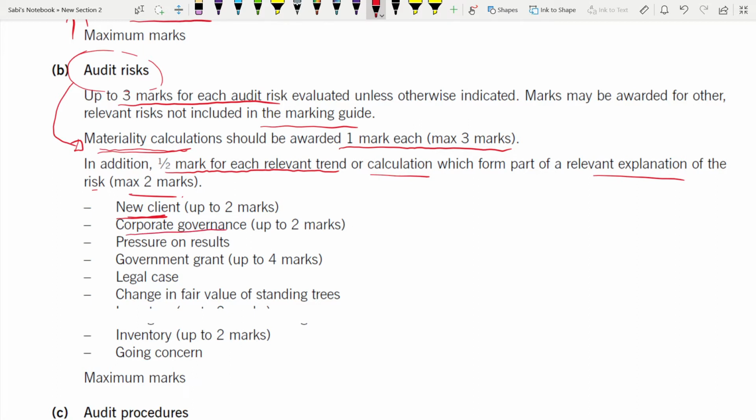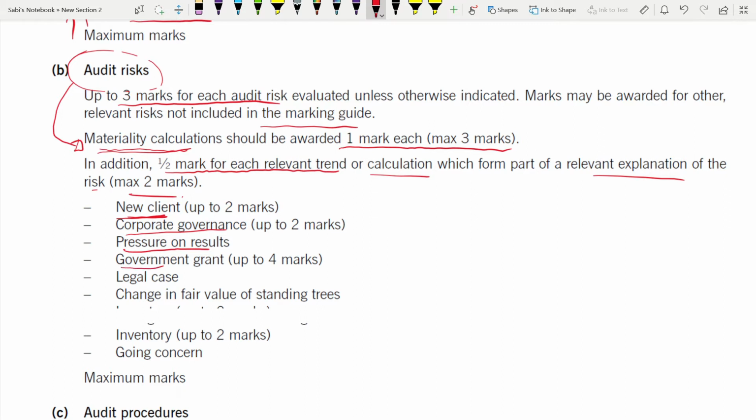Number 2, corporate governance. Again, 2 marks. Pressure on results, right? You have been told that don't investigate for that extra payment. So it's a pressure. Corporate governance is there because audit committee is not there. So it's a type of a corporate governance risk.